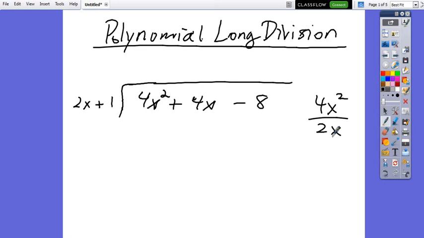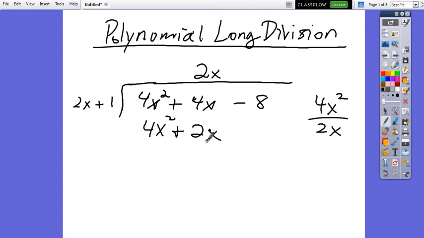You're always going to take the first term on the inside and divide it by the first term on the outside. So 4x squared divided by 2x. Now, what is that? 2x, because 4 divided by 2 is 2, x squared divided by x is x. Now, you put that result on top of the second term, always. Always on top of the second term of the dividend. All right, now we take the 2x and we multiply by the divisor. So 2x times 2x plus 1 gives us 4x squared plus 2x.